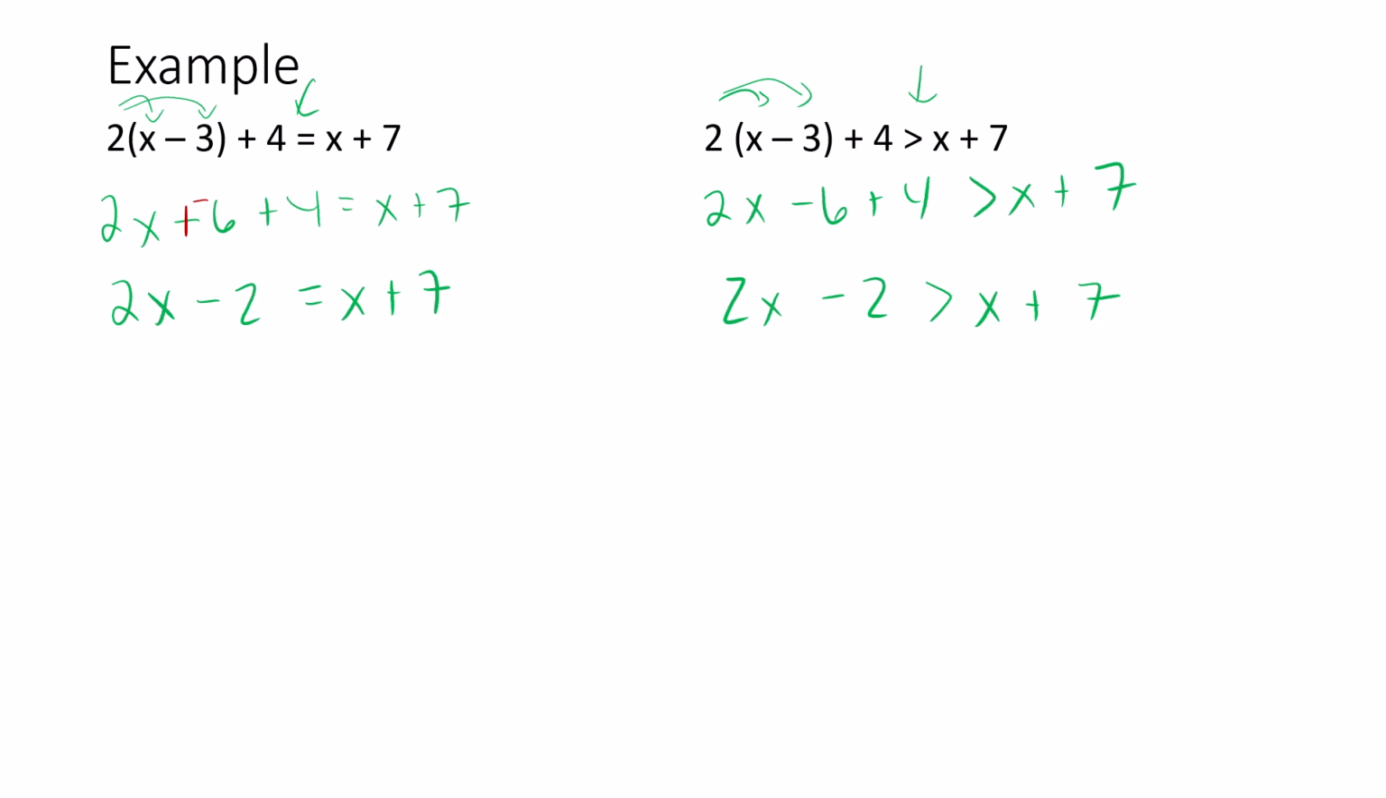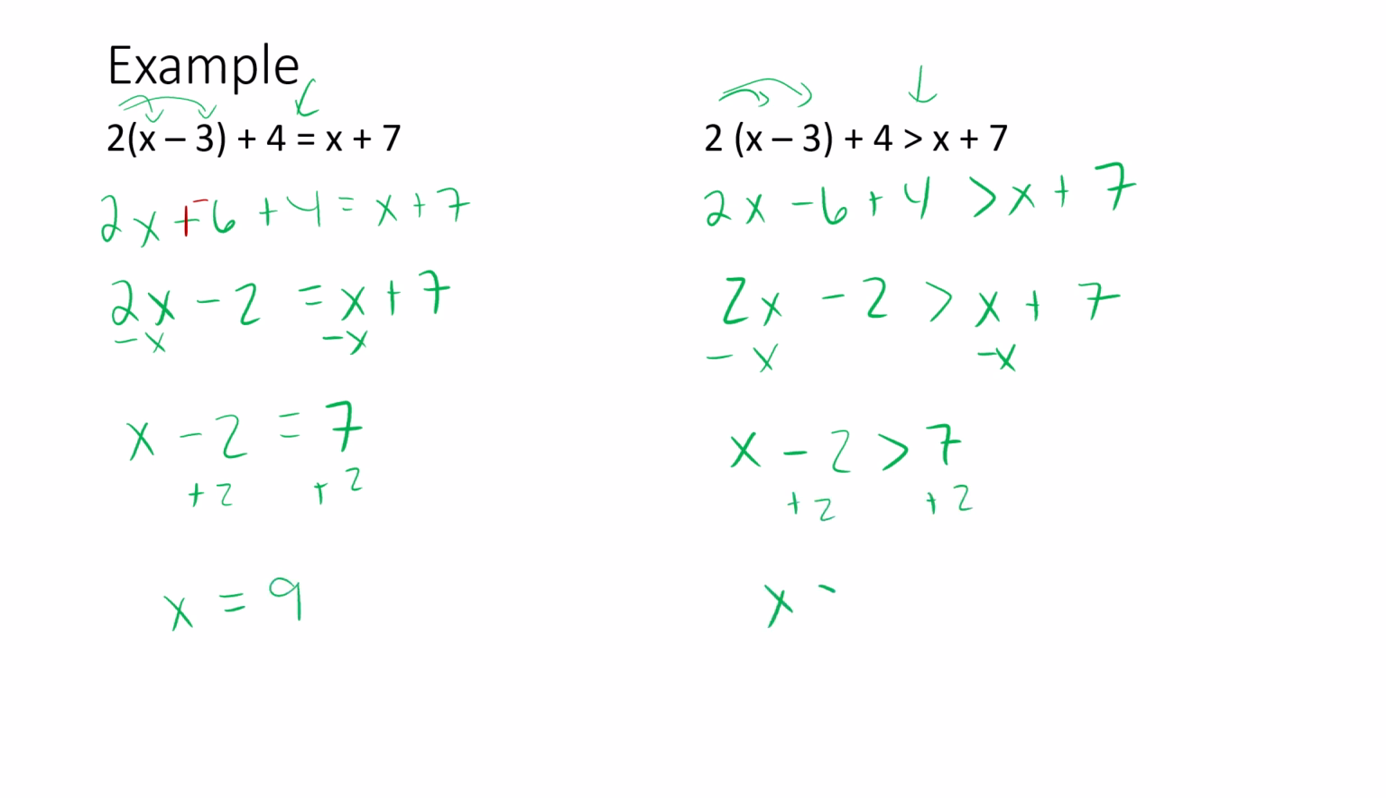So in this one, I might take away the x and subtract an x. 2x minus 1x is x. X minus x is 0, leaving me with 7. And we could do the exact same thing over here. So we are subtracting. And so we end up there, and then we would add 2 to both sides, and we get x is equal to 9. And over here, we could add 2 to both sides and get x is greater than 9.